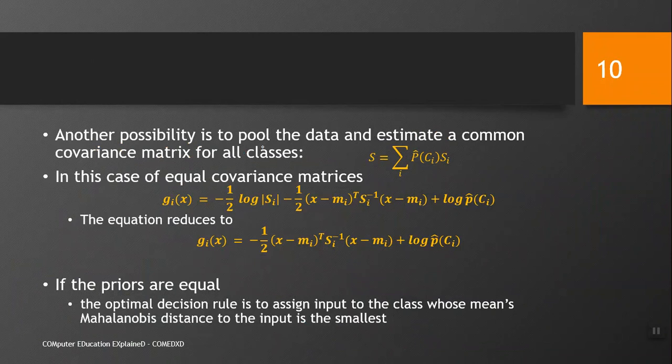Another possibility is to pool the data and estimate a common covariance matrix for all classes, right. Try to find out what is the correlation, what is the behavior among all the classes, right. In this case, the equal covariance matrices, if all the classes have the same variance or somehow we transform them into a case where they produce the same variance, then we can neglect the variance term, all those terms which involve the variances. So it's only based on variance, we can ignore it and we are left with this. So how does this happen?